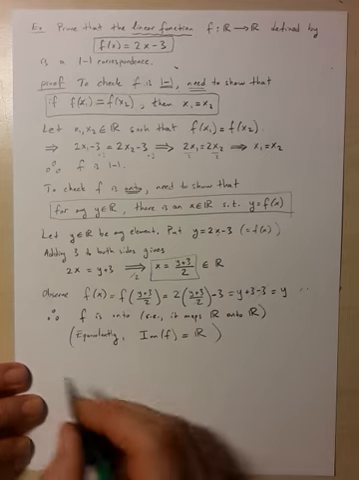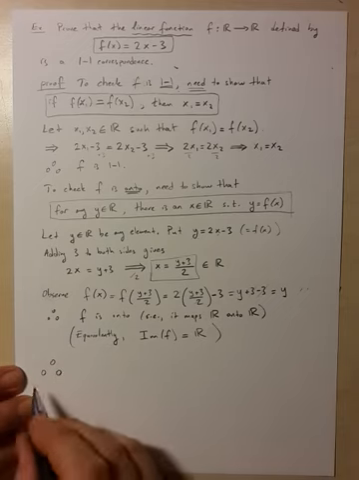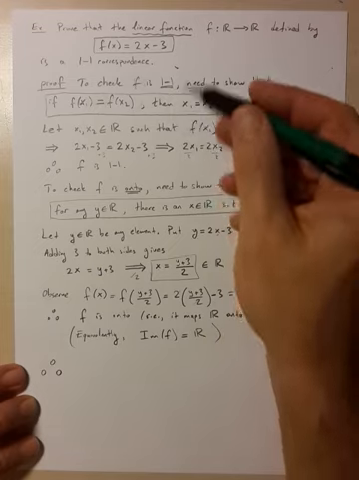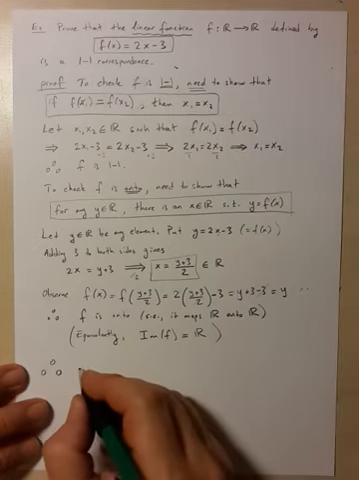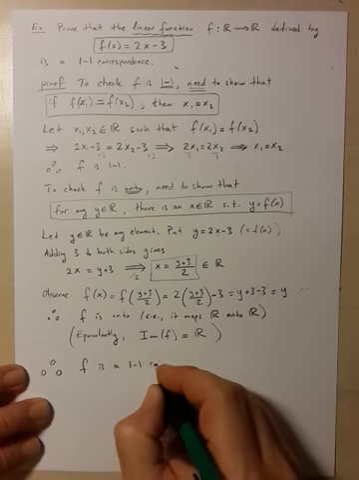What is the final conclusion? Hence, this is the very final conclusion. Since f is one-to-one and onto, f is a one-to-one correspondence.